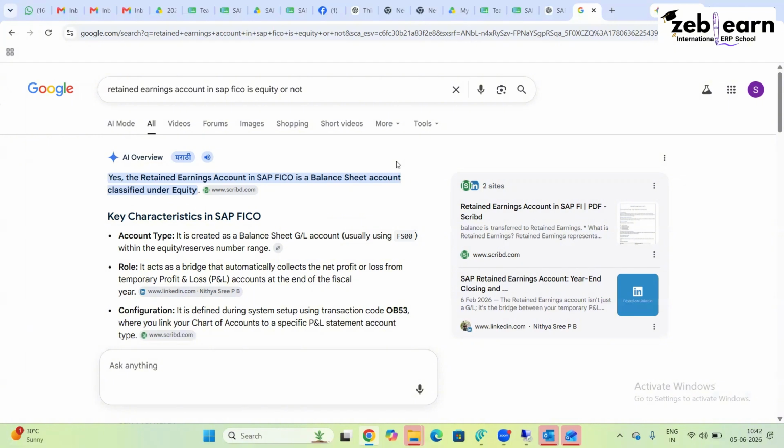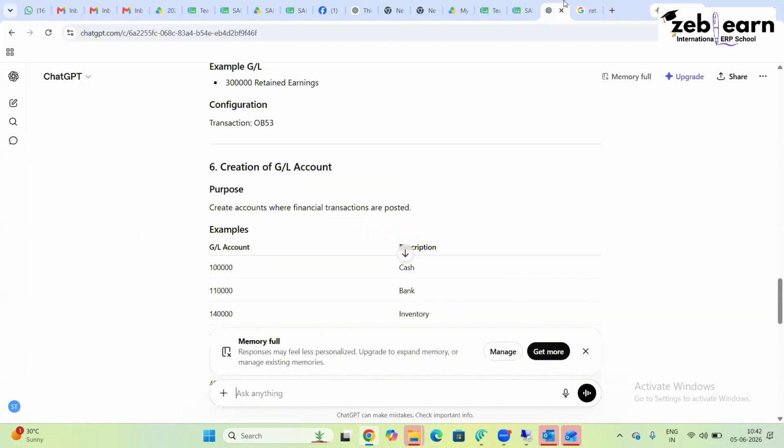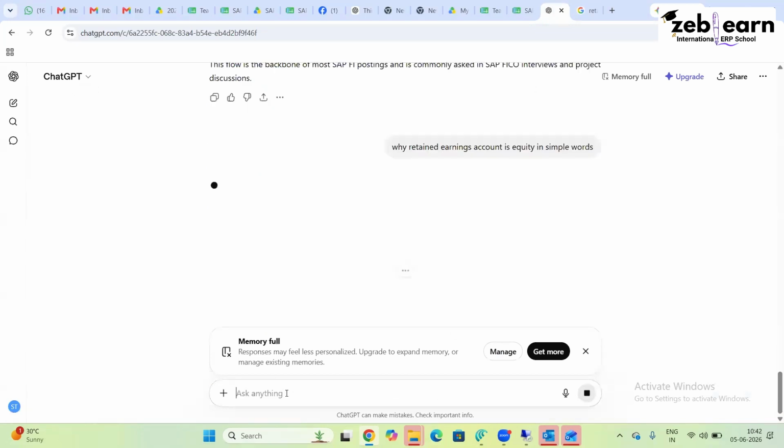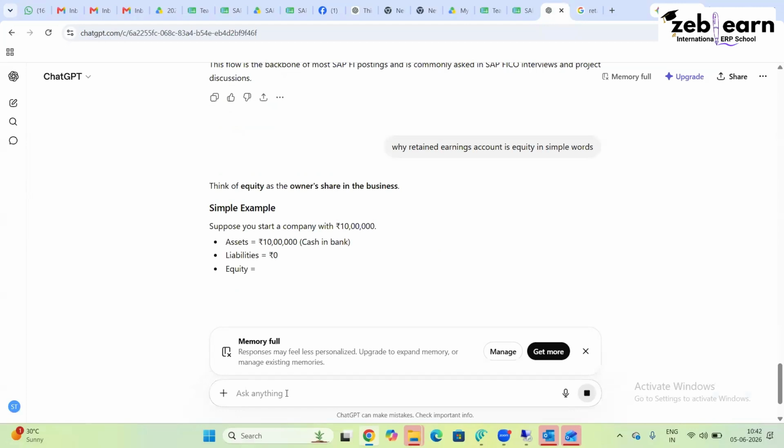Pragati, again, try to explain in simple words for others who don't know why the retained earnings account is equity. Sir, because it includes the total net profit earned by any business during the whole financial year. So when we go to the balance sheet, which shows the capital and assets of the business, retained earnings includes that profit. That's why it is shown in the equity side.